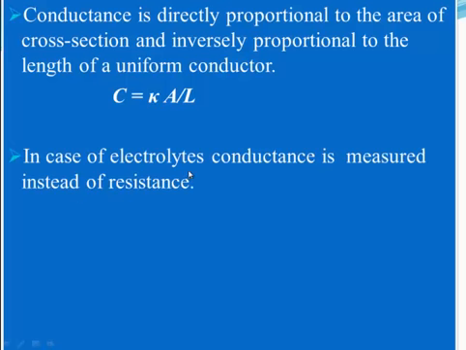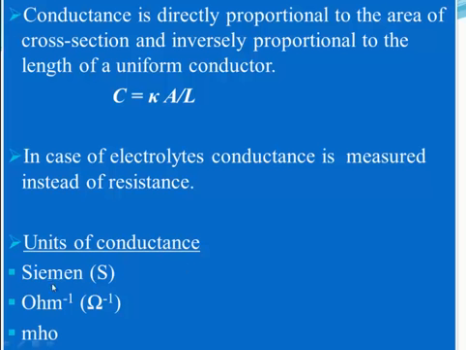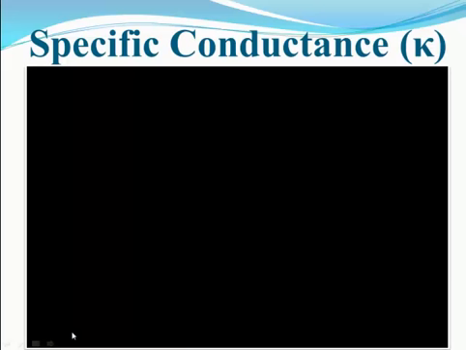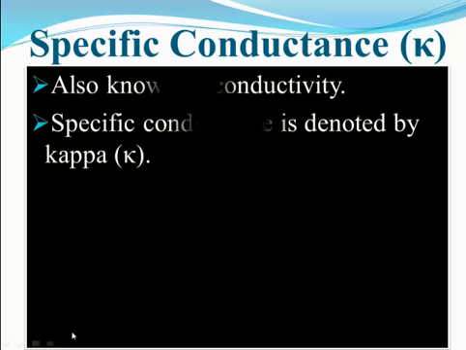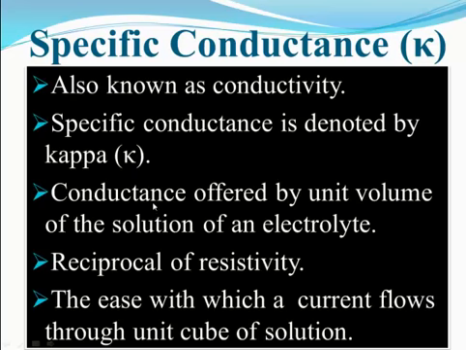Also, I may bring it to your notice that as far as electrolytes are concerned, we always talk about their conductance rather than their resistance. Now, there are several units of conductance, and all these units are equivalent. So one of the units is mho, which is ohm spelled the other way around, or ohm inverse, or the modern day unit is Siemens. All these units are equivalent in the sense that 1 Siemens is equal to 1 ohm inverse is equal to 1 mho.